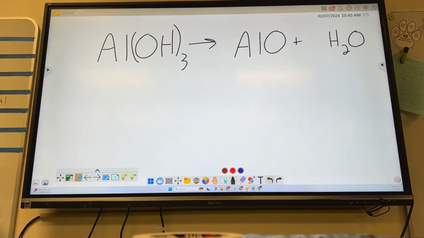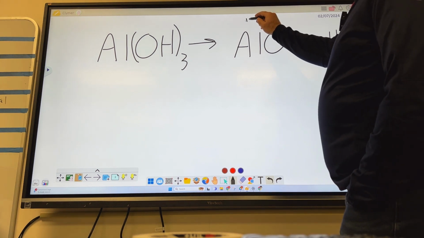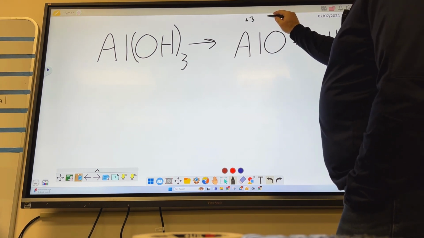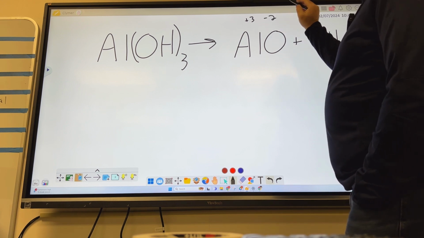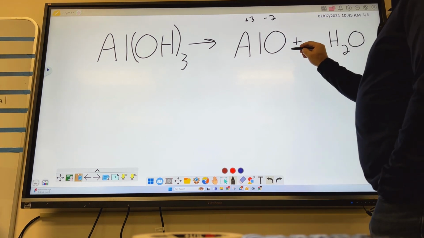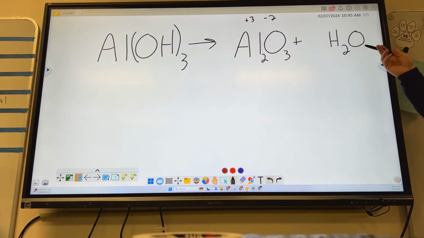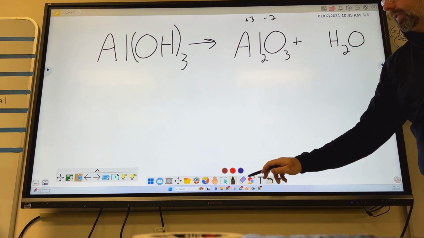Okay. So now we've got some new products. Let's balance just the products. How's AlO? Aluminum's like what? Plus 3. Oxygen is a -2. So crisscross, right? And how's H2O? We know H2O is fine for water.